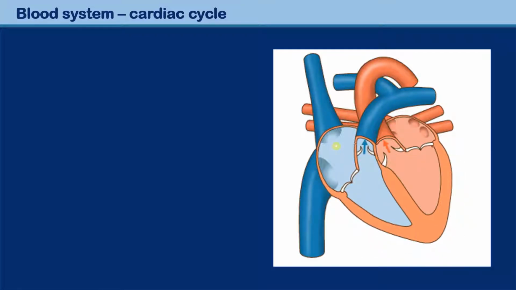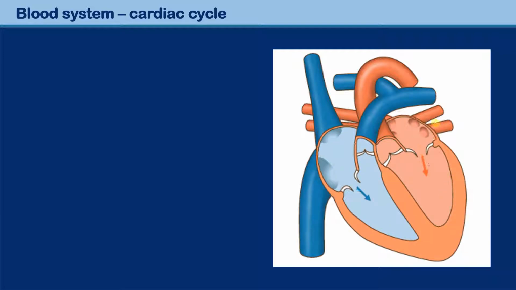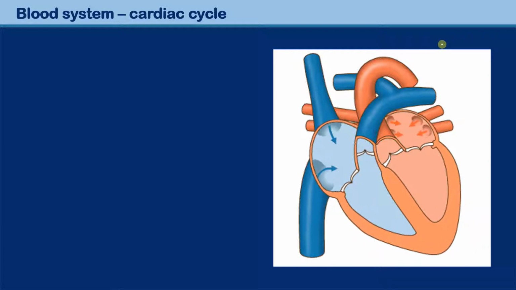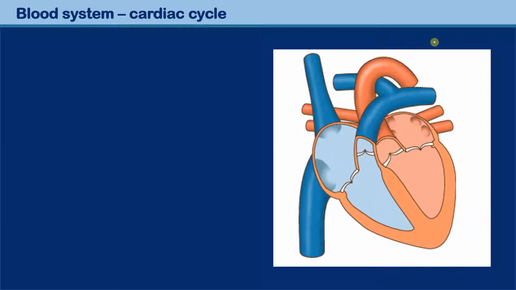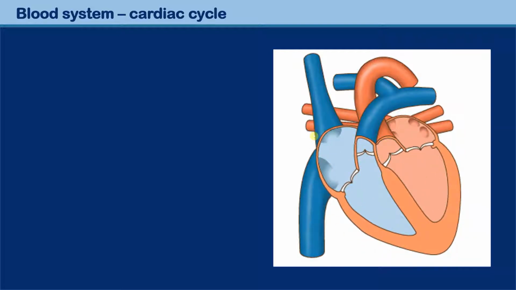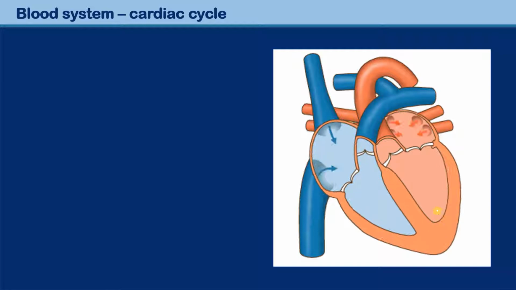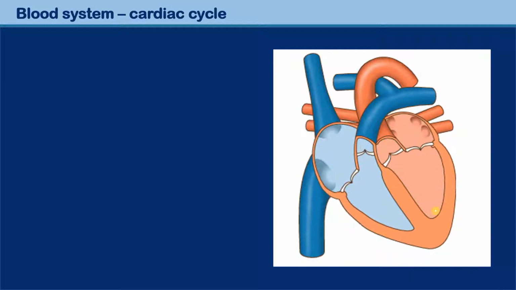Over here, you can see a nice animated image of a pumping heart, and there are a few things that I would like to make you aware of first before I start talking about the cardiac cycle in slightly more detail. First of all, you'll notice that the right side of the heart is colored blue because it carries deoxygenated blood. The left side of the heart is colored red because it carries oxygenated blood.